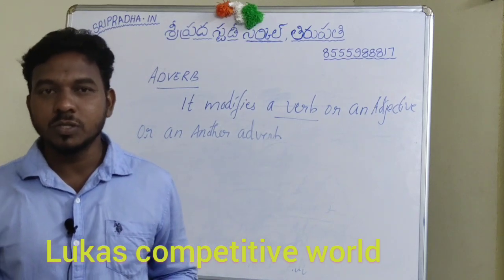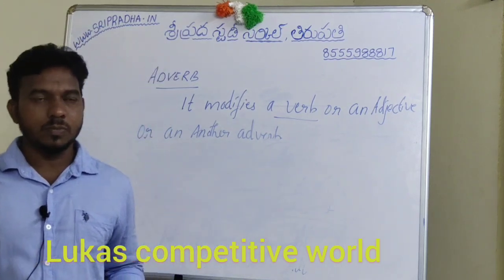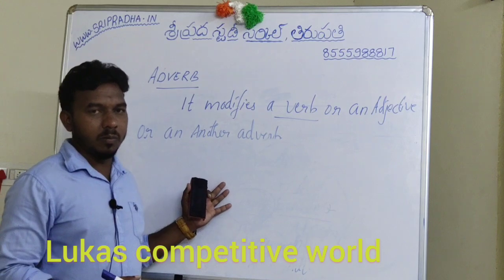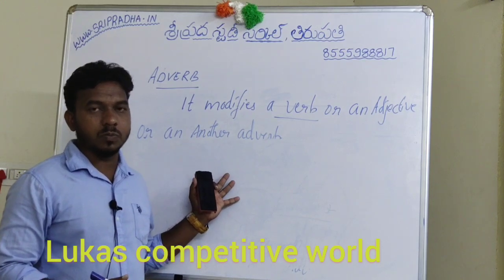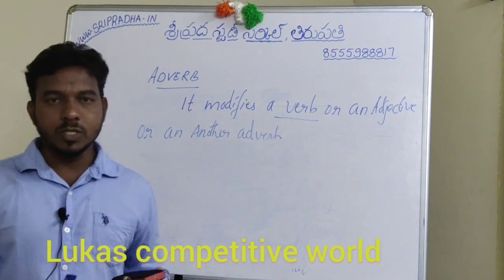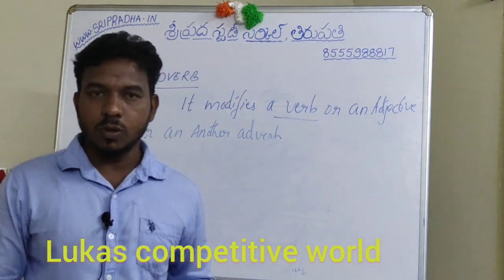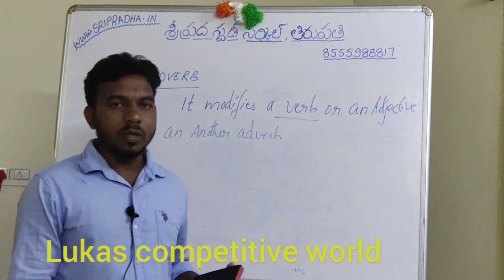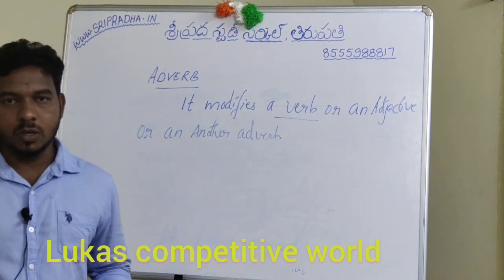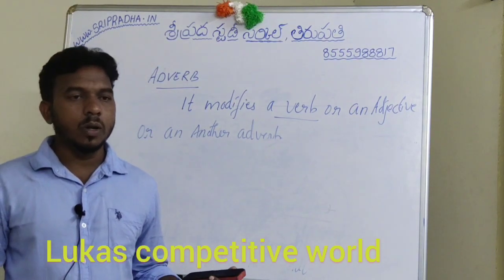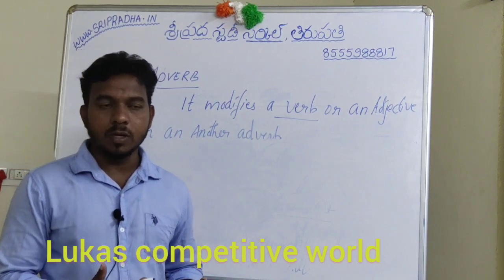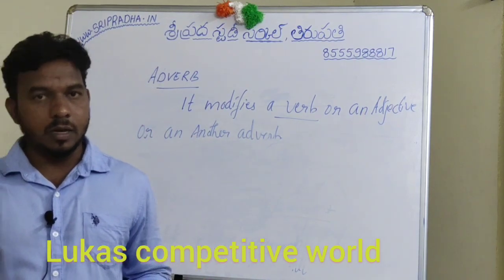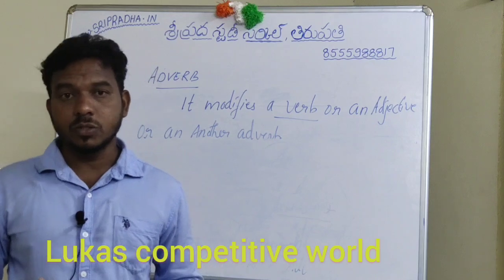Today we talk about the remaining parts of speech. Look at this board. The fifth part of speech is an adverb, the sixth one is preposition, the seventh one is conjunction, and the eighth one is interjection. Today we talk about these four parts of speech. I feel you understood well about the first four: noun, pronoun, adjective and verb.